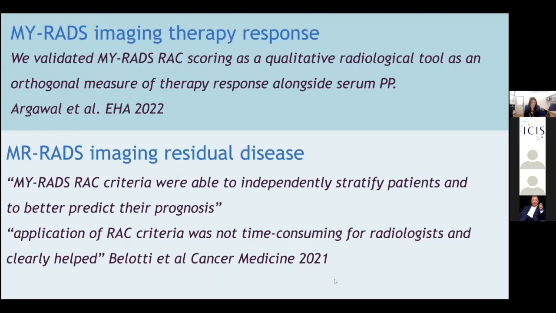And I think as a consequence of that, we can see that reflected in the literature. And I've just pulled out a couple of examples here. So we've seen MY-RADS already validated as a qualitative tool for measuring response in patients with myeloma. And we've also seen it successfully used for detecting minimal residual disease. And it was really reassuring to see the specific statement that the RAC criteria were not time-consuming and very helpful.